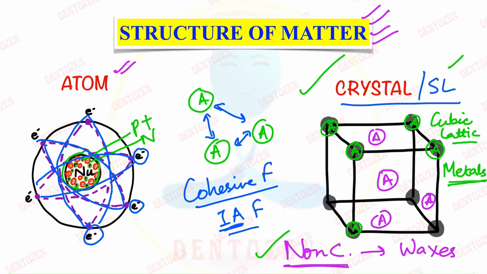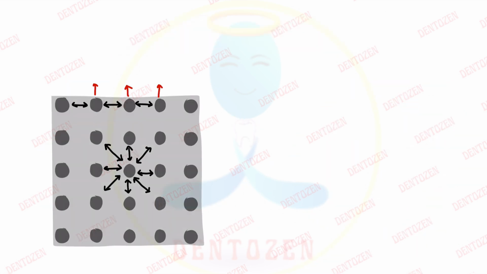Now let's have a look inside the crystal lattice. On the inside of the crystal lattice, the atoms are equally distant to each other. They have equal attraction to each other. So they have low energy. They are nicely placed, surrounded by the atoms on all sides.